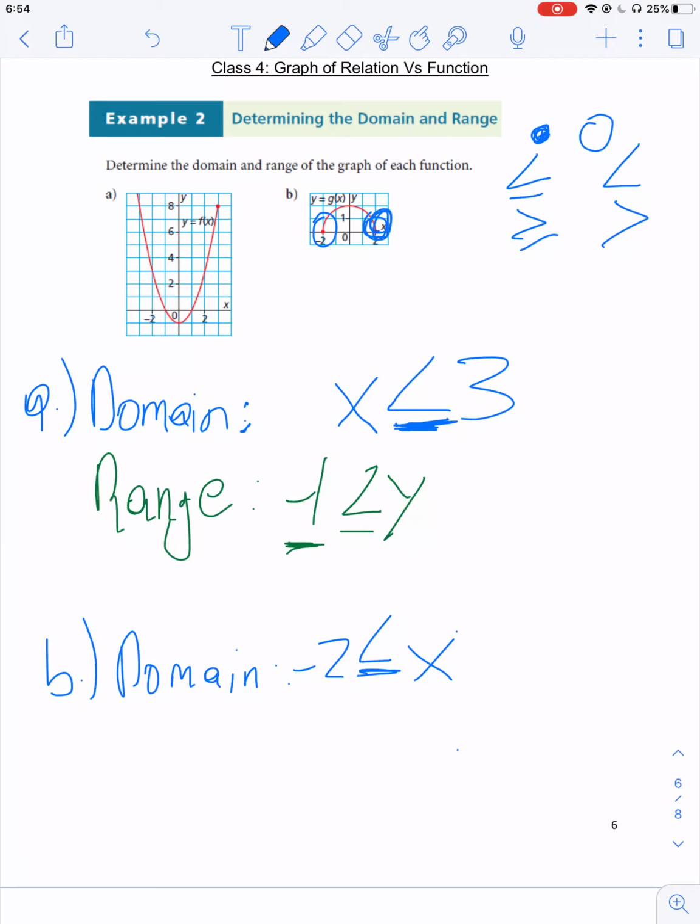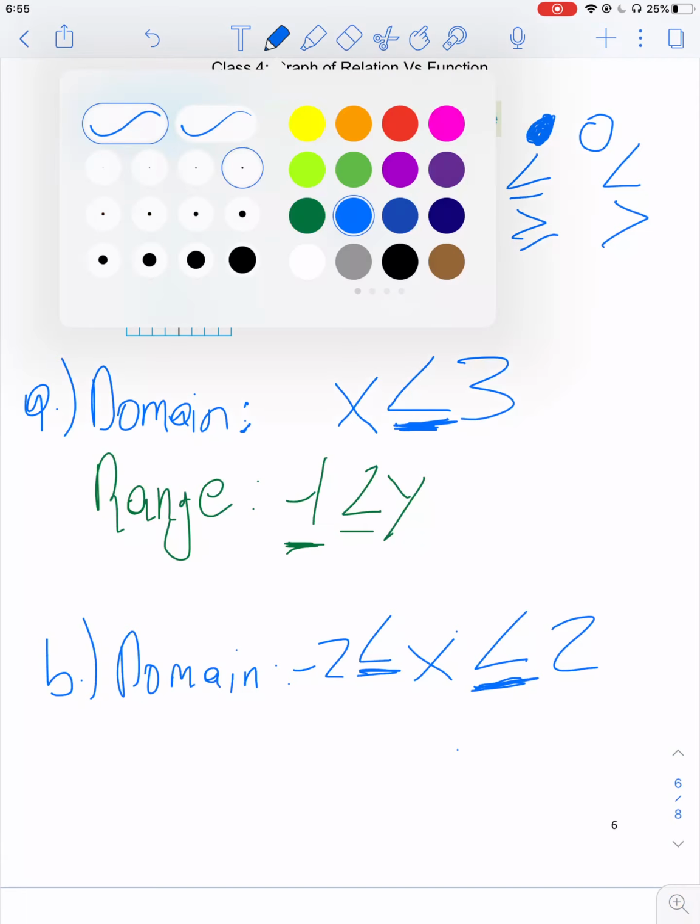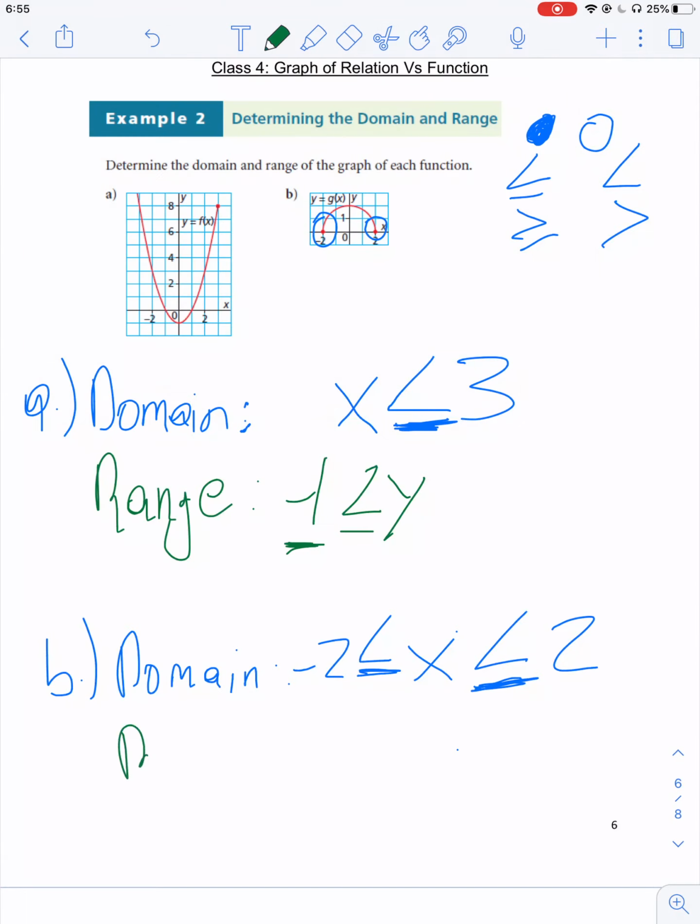At the same time, it also has a maximum. The maximum over here is at the point 2, so x has to be less than or equal to 2. The reason we're putting equal is because the dot is shaded. If it's non-shaded, then it would be different. And again, domain always has to do with x. Range is different, so let's focus on the range now.